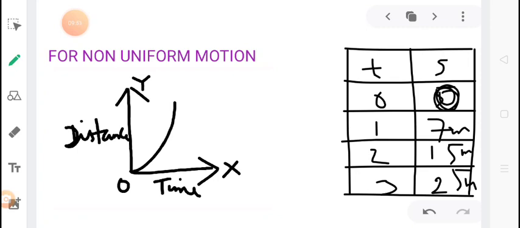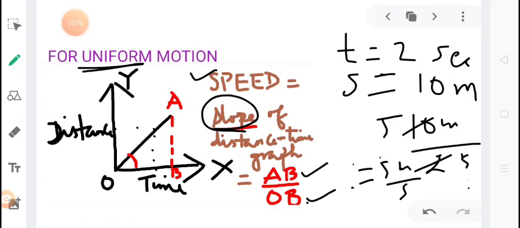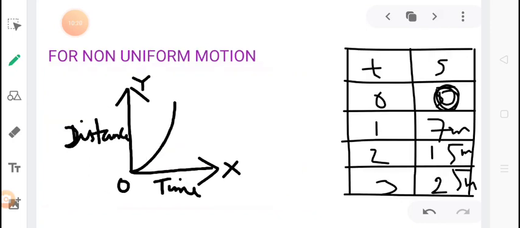So when you plot these values, the graph will look like a curve. So for non-uniform motion, the distance versus time graph is a curve. It is not a straight line. Now, these are the three situations corresponding to which you need to study distance versus time graph. The first one was for a stationary object. The second was for uniform motion, using which you can find out speed. And the third one for non-uniform motion.